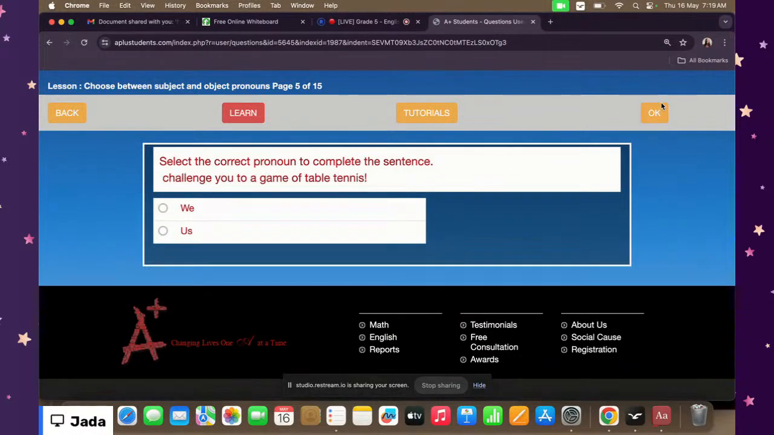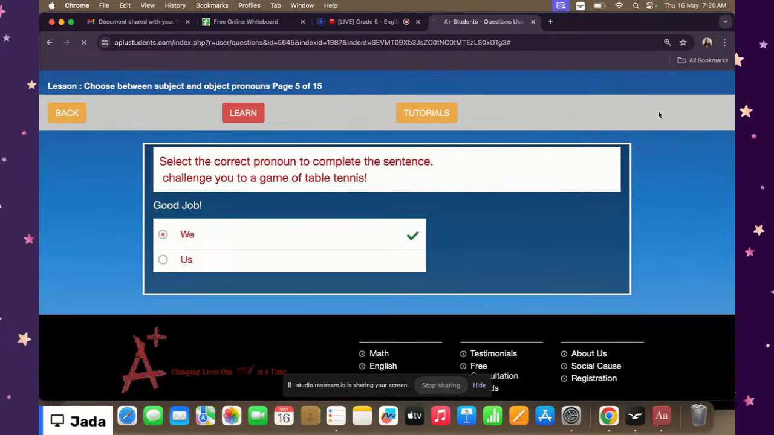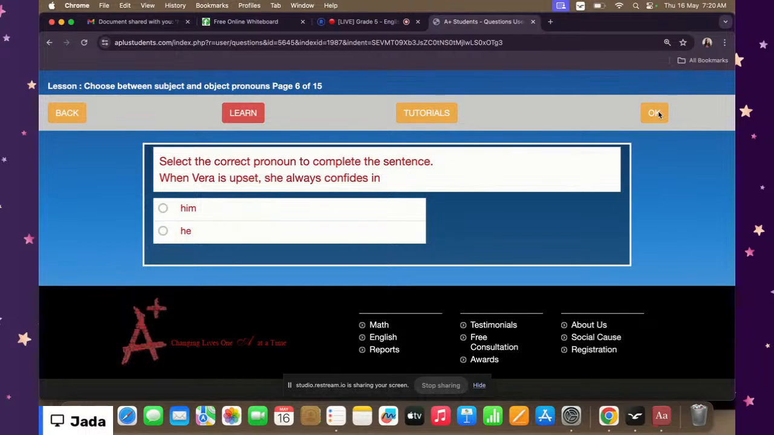All right. We or us challenge you to a game of table tennis. So we, okay, challenge you to a game of table tennis. We challenge you to a game of table tennis.